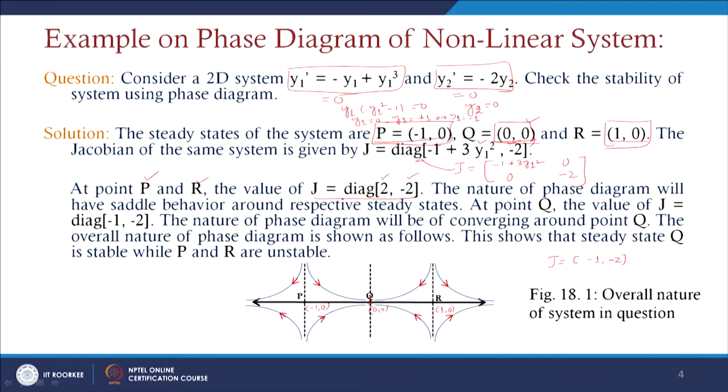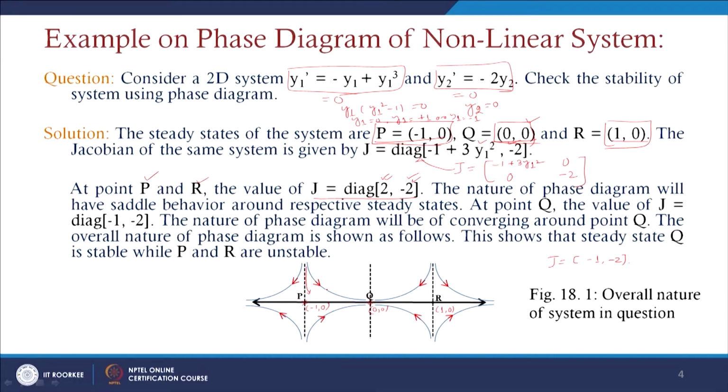And if you look at the overall nature of the phase diagram at the point p, if I put in minus 1, 0, so y1 equals minus 1, then 3 minus 1 gives 2, and then we get minus 2. So we have a positive value 2 and a negative value minus 2. Along the x axis the eigenvalue is 2, so trajectories deviate from that point. Along the y axis the eigenvalue is minus 2, so they move closer towards the point.